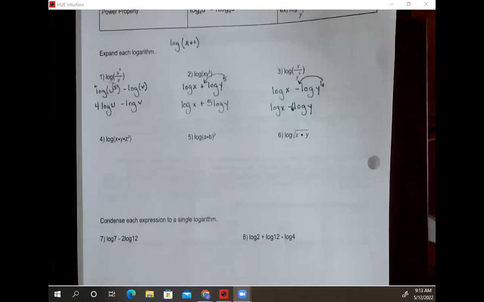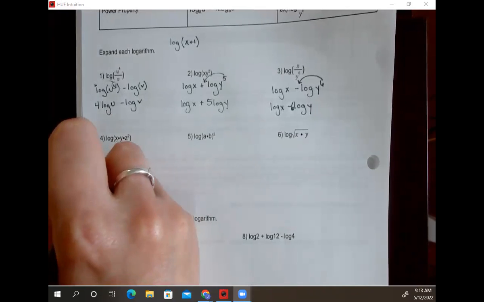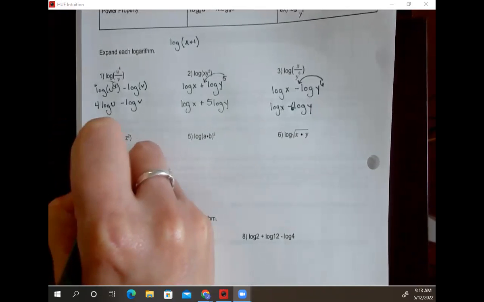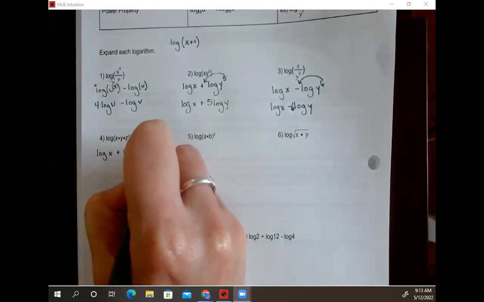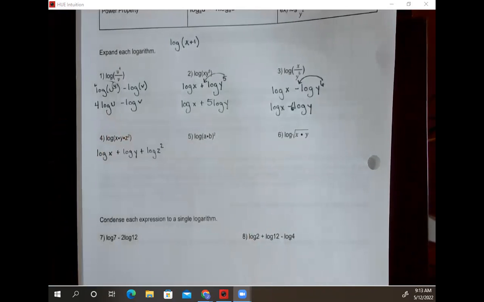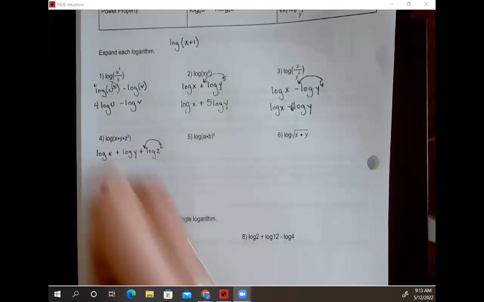For 4, I've got multiple things inside my log, more than 2 things this time. That's okay. I treat it exactly the same way. So this would be log of x plus log of y plus log of z squared. And then again, I'm going to take that exponent and just sort of catapult it in front like a coefficient.